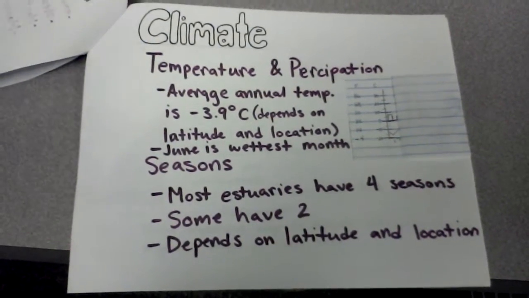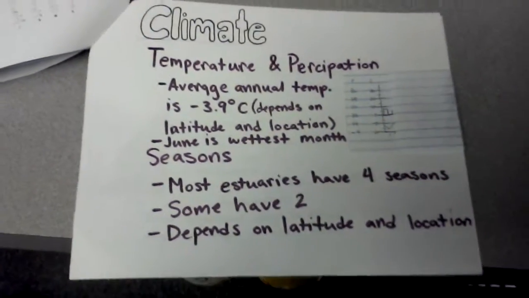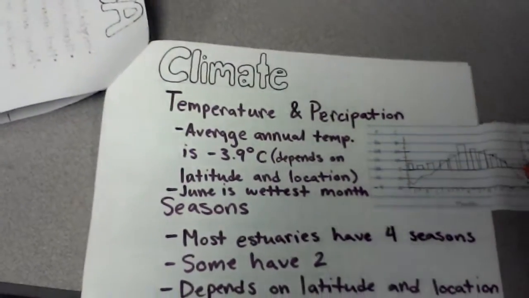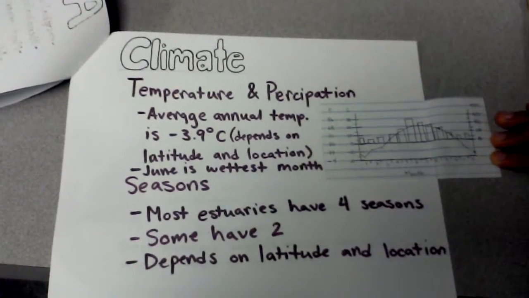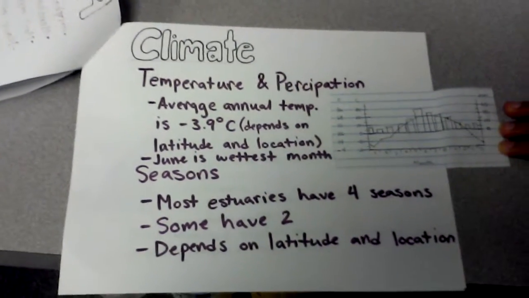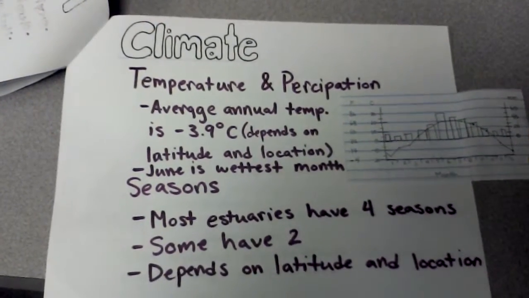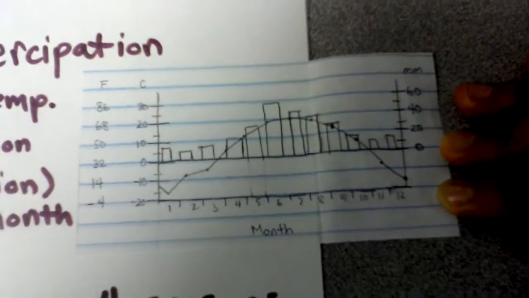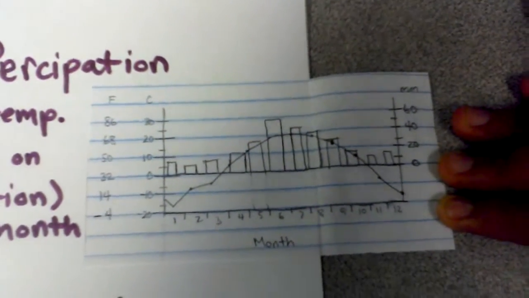Climate. First of all, temperature and precipitation. The average annual temperature is negative 3.9 degrees Celsius, although this is kind of biased. It depends ultimately on latitude and location, and June is the wettest month. And here is a graph. The line is the temperature, and the bars are the average precipitation.